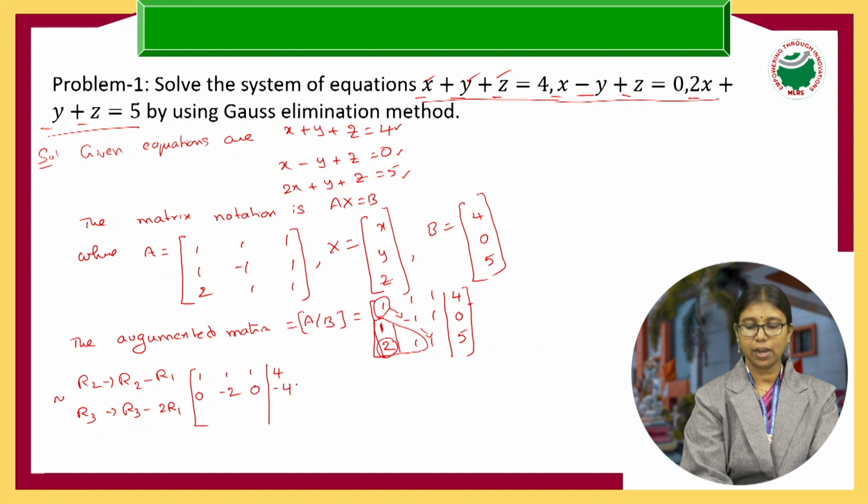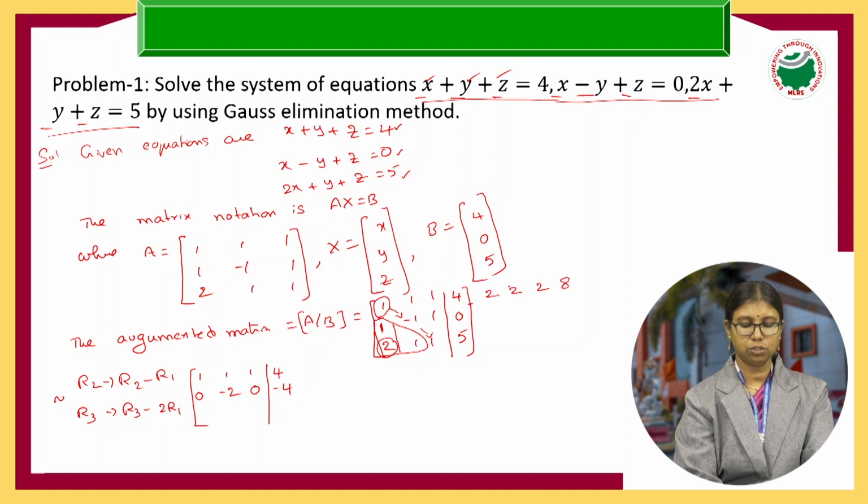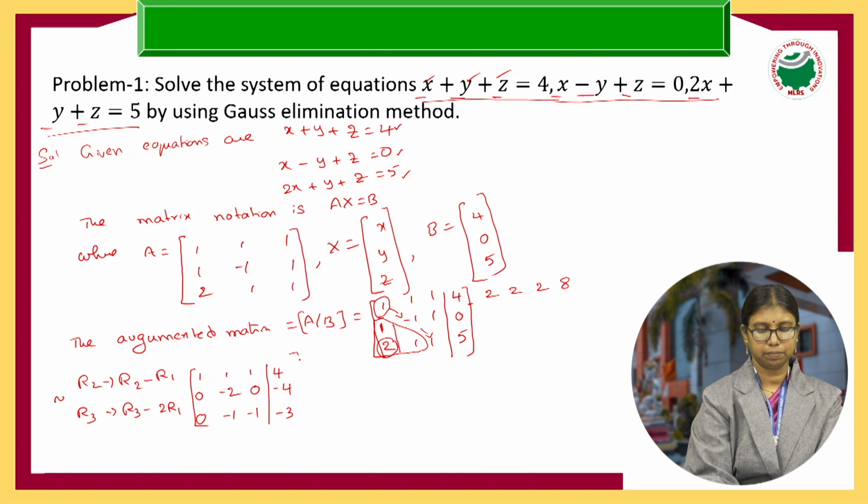Next R3 minus 2R1. What is 2R1? If you are multiplying R1 with 2, you will get 2, 2, 2, 8. Now subtract these two. 2 minus 2, 0. 1 minus 2 is minus 1. Again 1 minus 2 is minus 1. 5 minus 8 is minus 3.